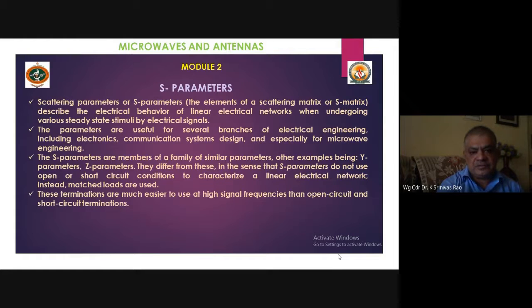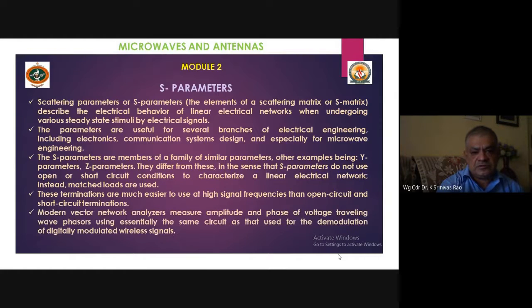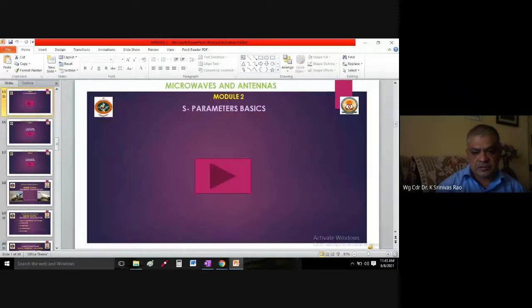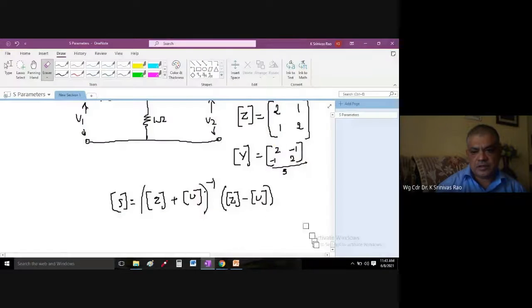These terminations are much easier to use at high signal frequencies rather than open circuit or short circuited terminations. Therefore, modern network analysis measures amplitude and phase of voltage traveling waves using essentially the same circuit as that used for the demodulation of digitally modulated wireless signals. So with this intent, we'll start with our S parameters.